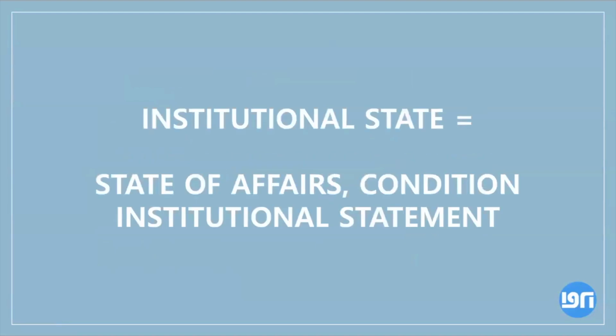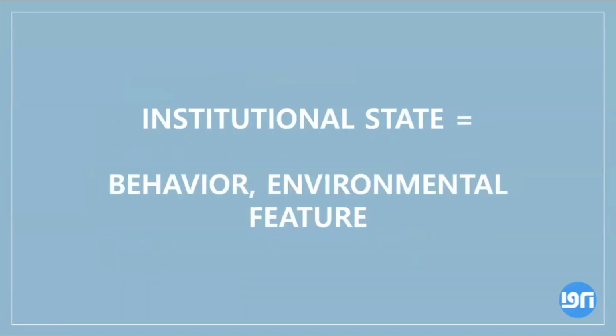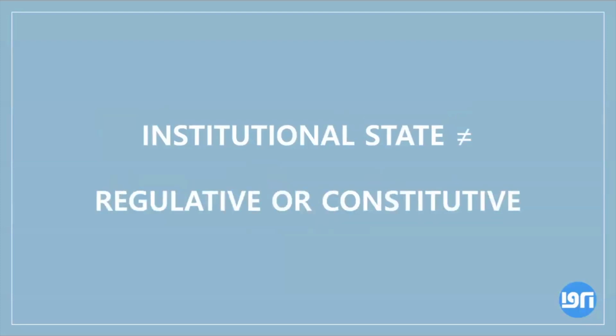Institutional states describe a specific state of affairs and often act to condition an institutional statement in some way. The state of affairs described in an institutional state can either be a behavior, as in this example, or something about the environment in which the institution exists. Unlike institutional statements, institutional states don't perform any regulative or constitutive functions. When an individual syntactic component takes the form of an institutional state, this is referred to as component-level nesting.